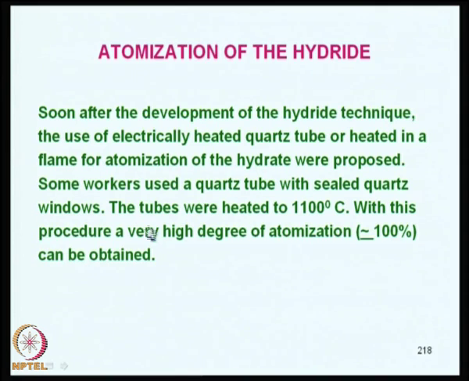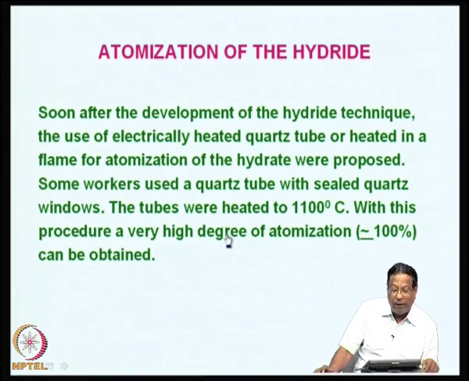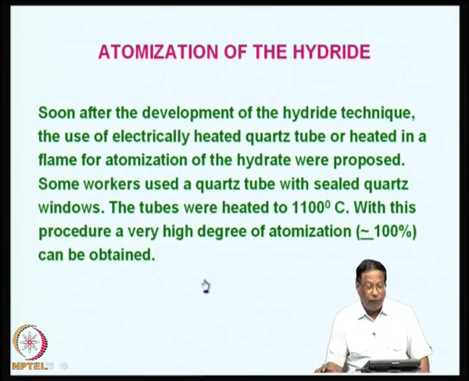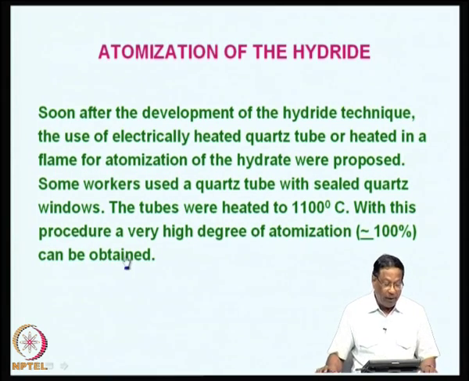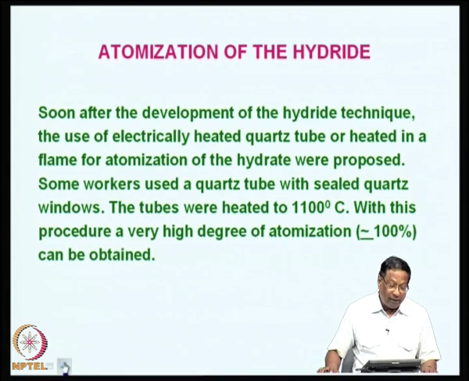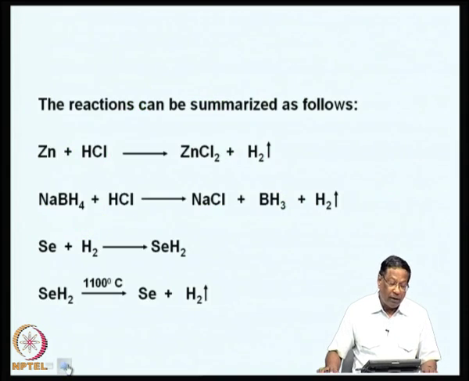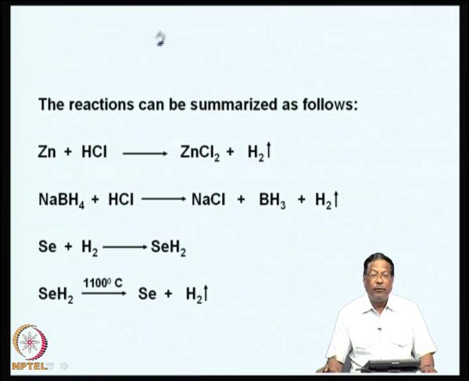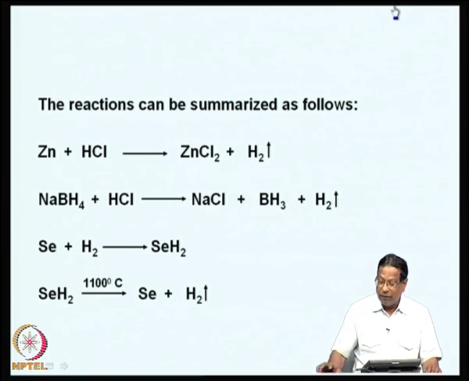And the tubes must be heated to about 1100 degrees centigrade. With this procedure, a very high degree of atomization could be obtained, almost 100% atomization. So, the hydride generation technique has become a very strong technique with respect to the analysis of arsenic, selenium, tellurium, germanium, antimony, lead, mercury, etc.